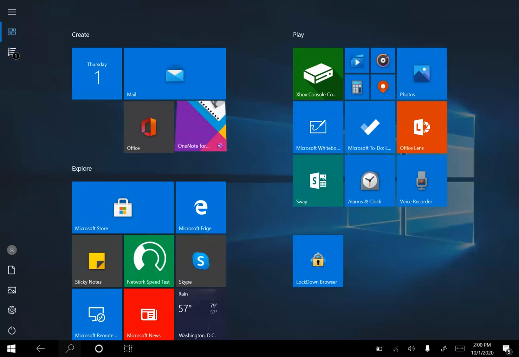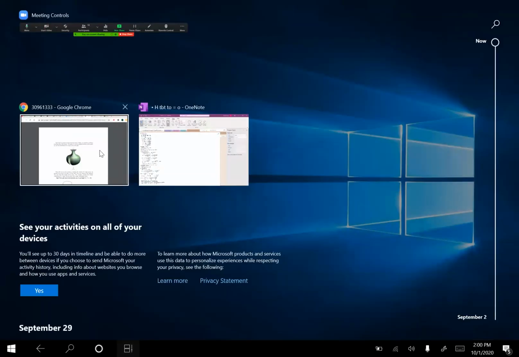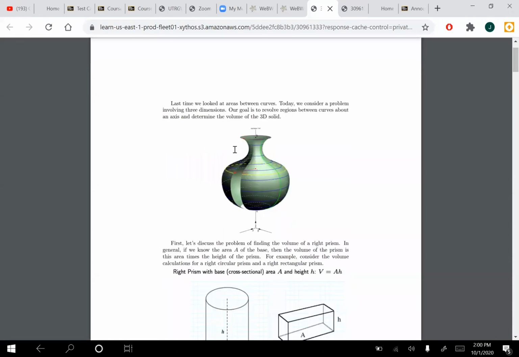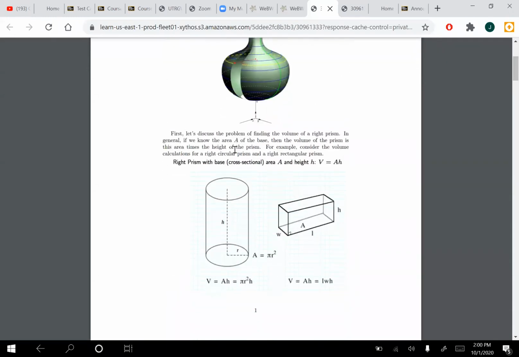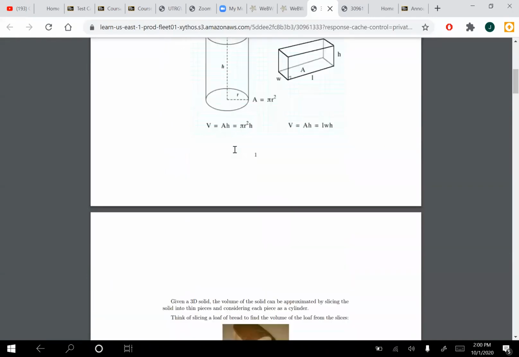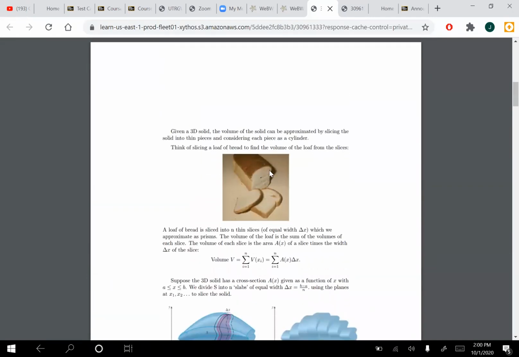So today we're going to start finding volumes. Last class we started, so let me go back a little bit to what we discussed last time. We gave an example of finding the volume of a piece of bread. What we could do is take slices and find the volume of each slice. So this one plus this one, and so on.